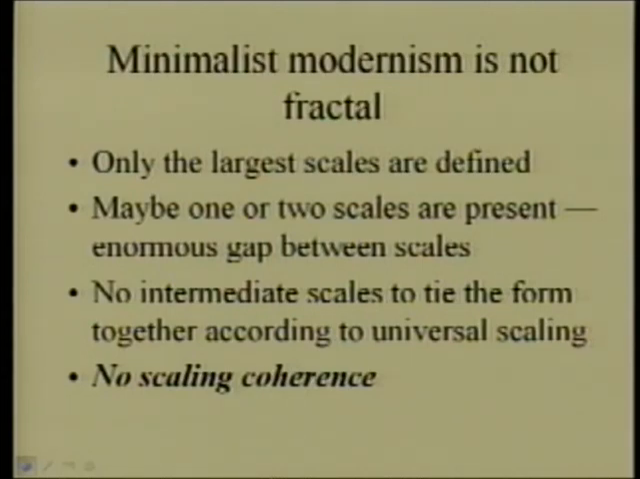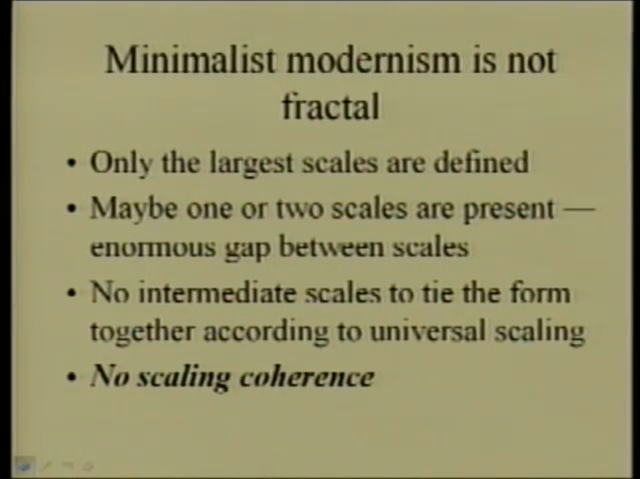Minimalist modernism is not fractal because only the larger scales are defined. Maybe one or two scales are present, but there's an enormous gap between the scales. You don't have the intermediate scales. And without the intermediate scales, there is no scaling coherence to tie together the form through universal scaling or scaling by any factor. Now, if you have a similarity of forms and the factor is too large, then that does not give you a scaling coherence.